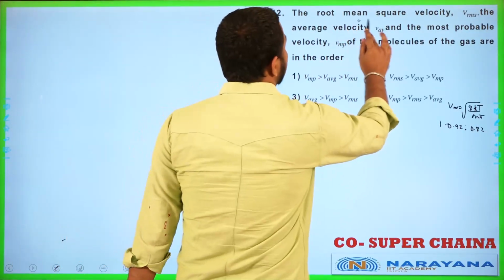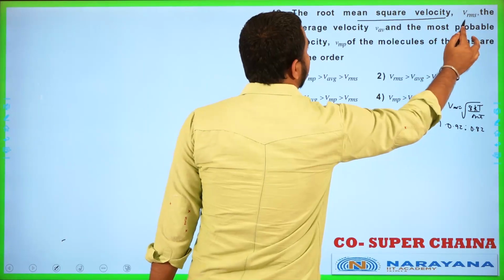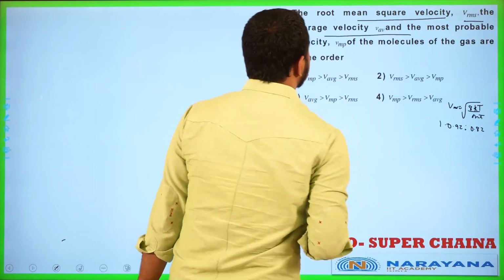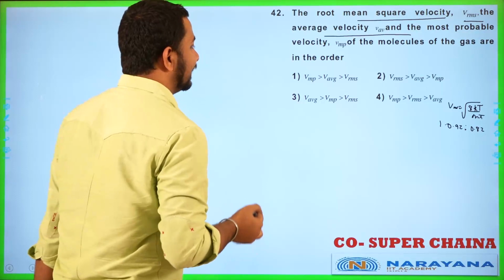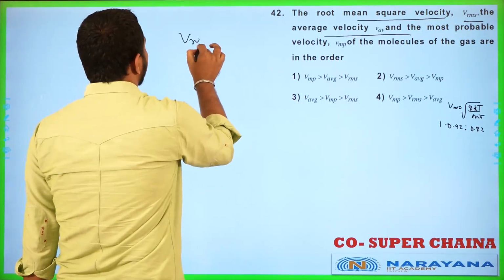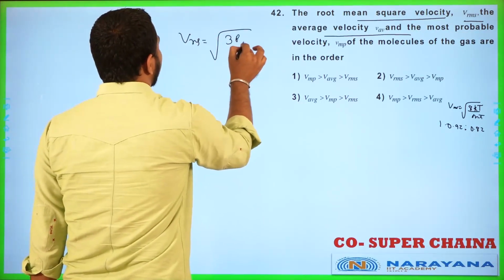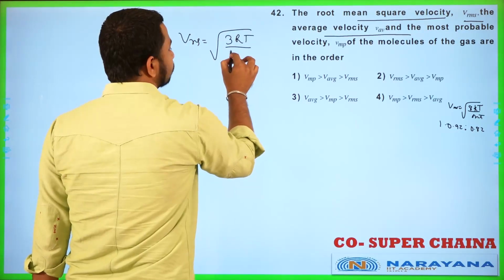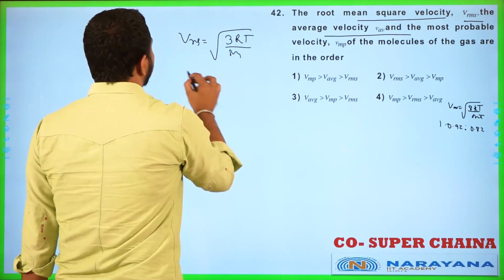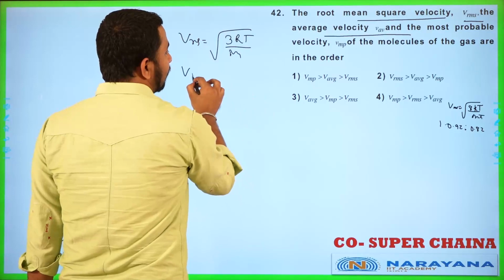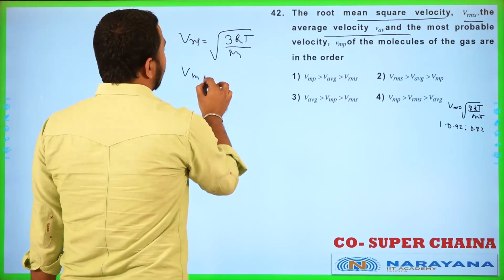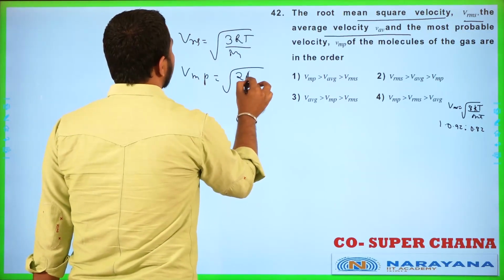Students, the root mean square velocity is this, average velocity is this. You have to find how they are related. So Vrms, we know it is under root 3RT by M. Now if you check, Vmp will be under root 2RT by M.